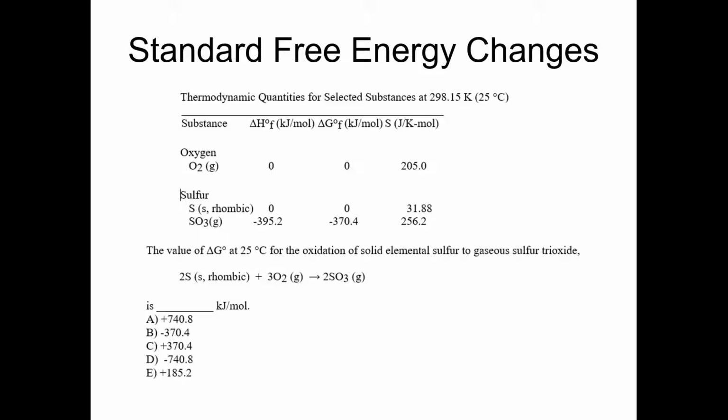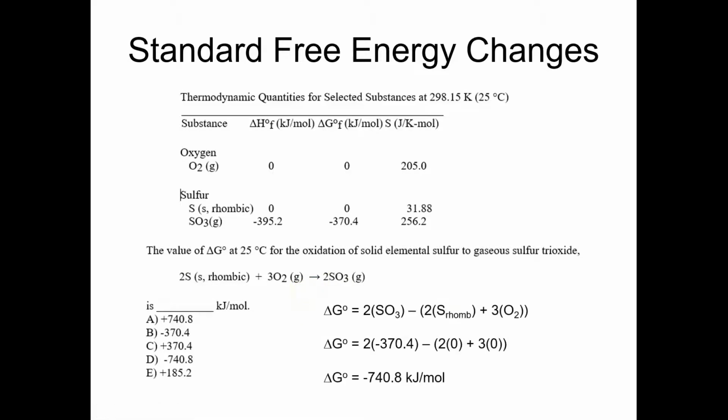This is something I took out of the test bank. Here is an abbreviated version of the standard enthalpy of formation, standard free energy of formation, and standard entropy for O2, elemental sulfur, and sulfur trioxide. It asks the question, what is the value of delta G at 25 degrees Celsius, which is standard conditions, for this reaction? 2S plus 3O2 gives 2SO3.